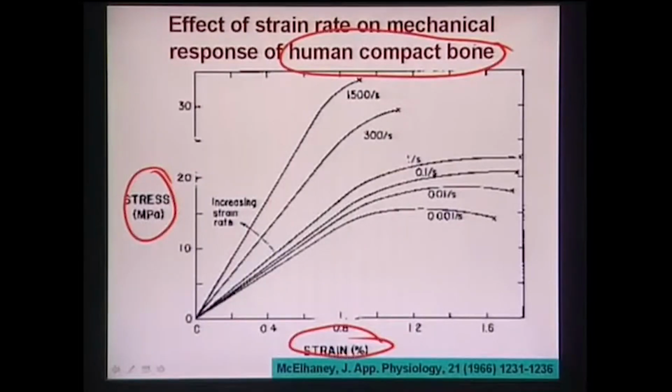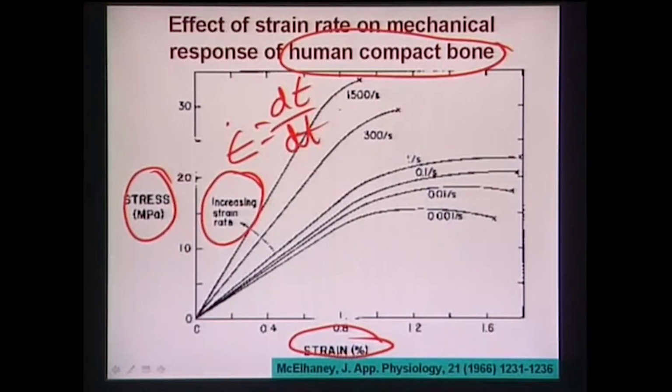Now, what you can see from this graph is, if you increase the strain rate, that is epsilon dot, which is d epsilon by dt, and you can increase it by varying the cross-head speed. Suppose you have a tensile specimen and you are pulling it with a cross-head speed. If you increase or decrease that speed, then your strain rate also will vary. If you increase the strain rate from 0.001 per second, where the curve is flat, to 1500 per second, you see that the curves become much steeper.